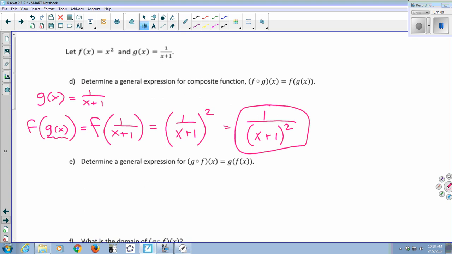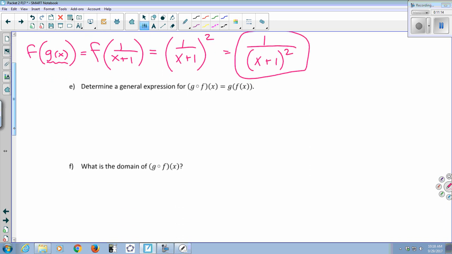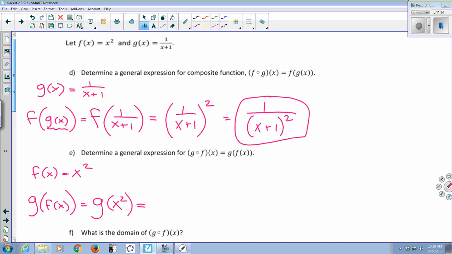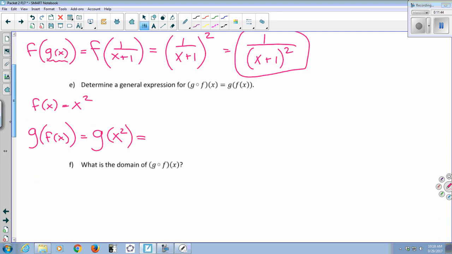All right, let's look at a general expression for g composed with f. So f of x is x squared. So g of f of x can be rewritten as g of x squared, just replacing f of x with its formula. But g of x squared means look at the formula for g, and everywhere you see an x, we have to replace it with an x squared. If that x gets replaced with an x squared, then every x in the formula gets replaced with an x squared. So it's going to be 1 over x squared plus 1.